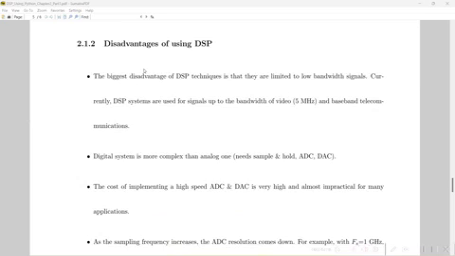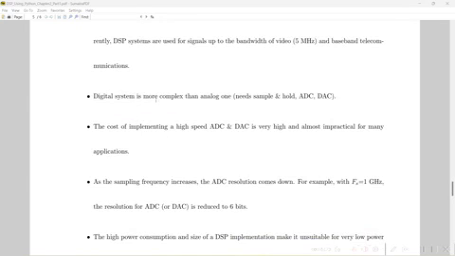Okay, what about disadvantages of using DSP? The biggest disadvantage of DSP techniques is that they are limited to low bandwidth signals. Currently, DSP systems are used for signals up to the bandwidth of video and baseband telecommunications. A digital system is more complex than an analog one, and needs sample and hold, ADC, and DAC, and the cost of implementing a high-speed ADC and DAC is very high and almost impractical for many applications.